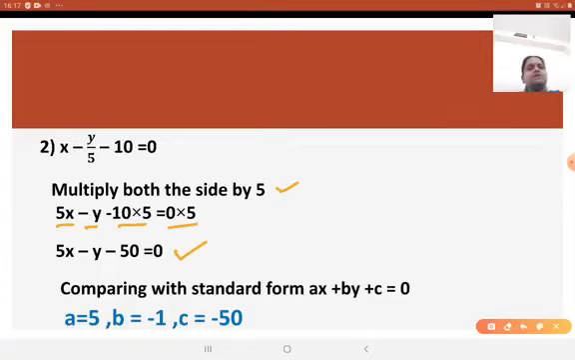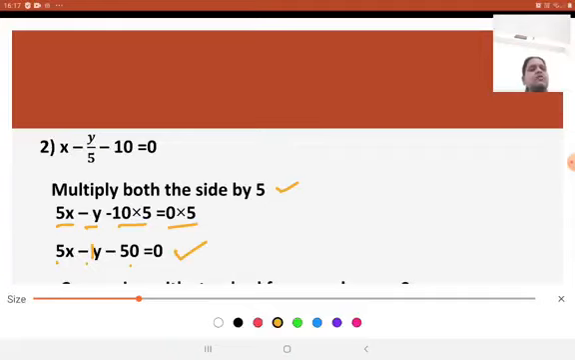A is the coefficient of x, so a is 5. B is the coefficient of y. Here nothing is given for y, which means the coefficient is 1, so b will be minus 1, and c is minus 50. This is your one answer, correct? Now let us see what the second method to solve is. I will show it over here.